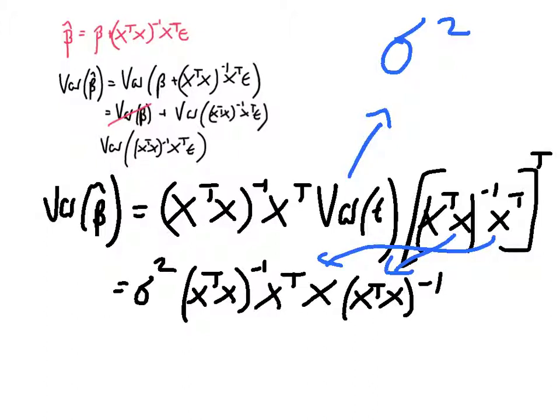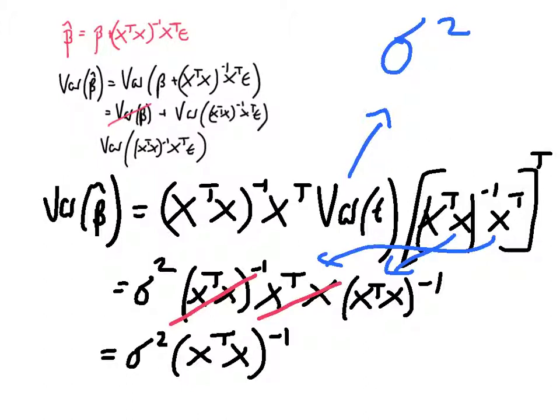And again, you can see instantly (X^T X)^-1 multiplied by X^T X. These are going to give me an identity matrix. Identity matrix multiplied by something else gives me whatever we had. So essentially I'm saying the variance of beta hat is sigma squared multiplied by that matrix (X^T X)^-1.